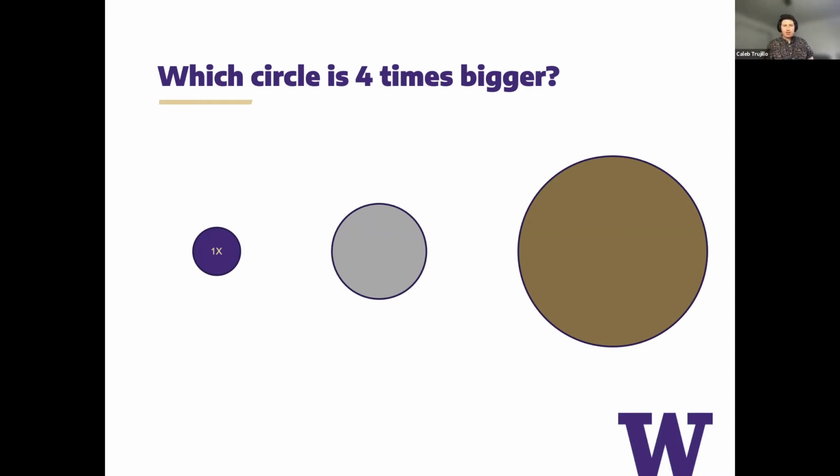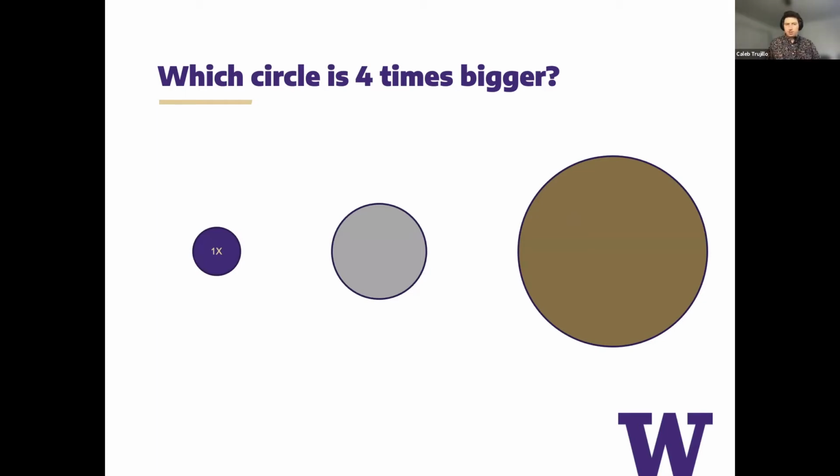Okay, going to guess the gold one again. Yeah. So you can imagine those purple ones being set side by side, right? And you could fit 4 purple circles in there. Gregory says gray, silver. Okay.